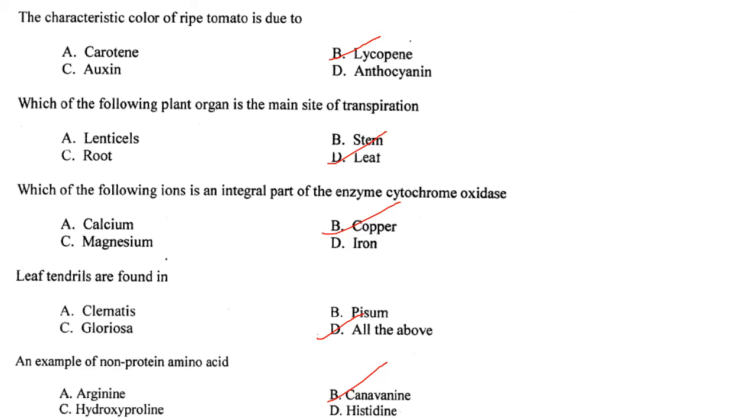An example of non-protein amino acid. So here it is canavanine, that is a non-protein amino acid, whereas others are proteinaceous amino acids. So answer is option B.